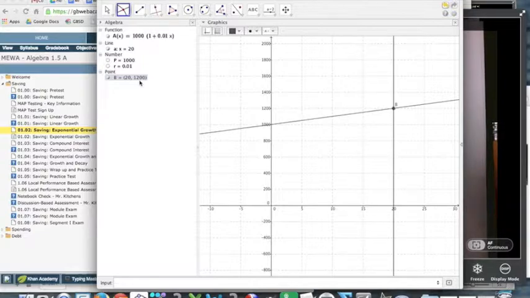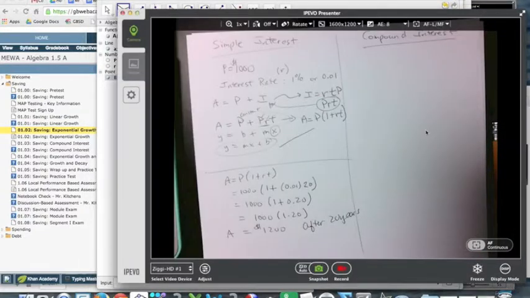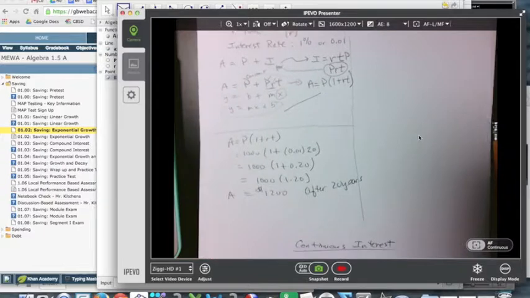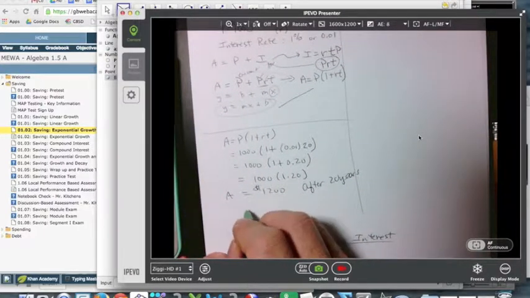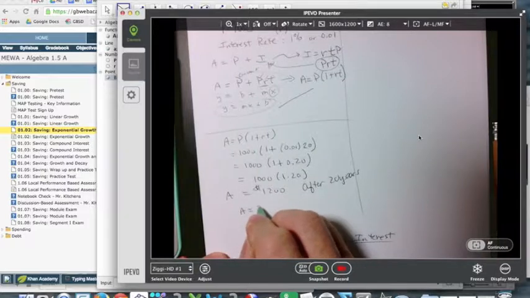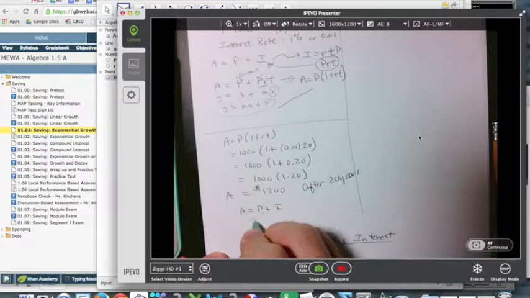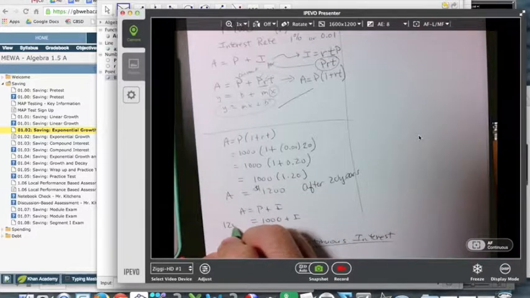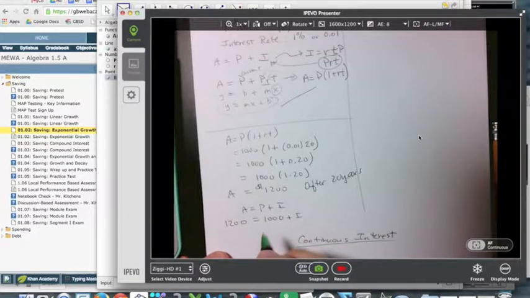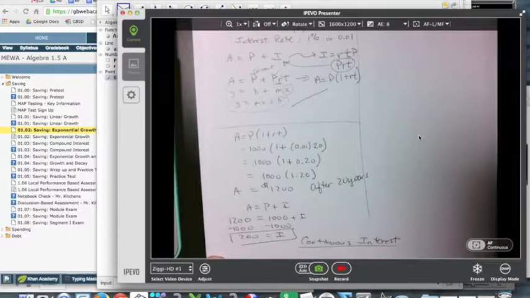Well, how much of this is principal? Let's go back to our notes. If 1,200 is the amount we get back, well, we know the amount equals the P plus the I, and that equals 1,000 plus I, and we have the amount is equal to 1,200. I'm going to subtract 1,000 from both sides, and I get $200 equals the I. So the interest is $200.